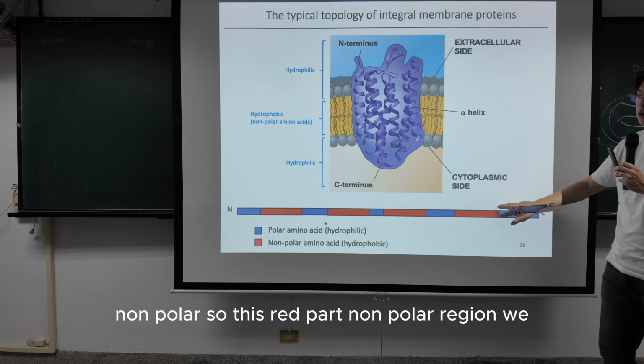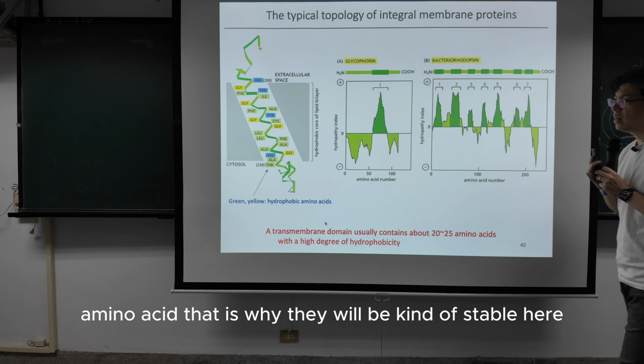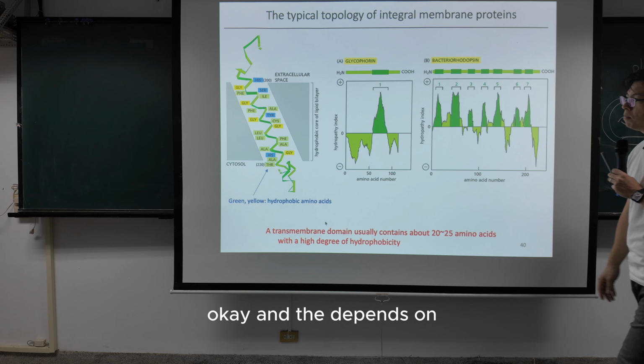Green and yellow are hydrophobic amino acids. Most of them will be composed of hydrophobic amino acids. That is why they will be stable here. And you can calculate the percentage of hydrophobic amino acids in a certain area and get the so-called hydrophobicity index through an easy computer website. So it will give you such an index.